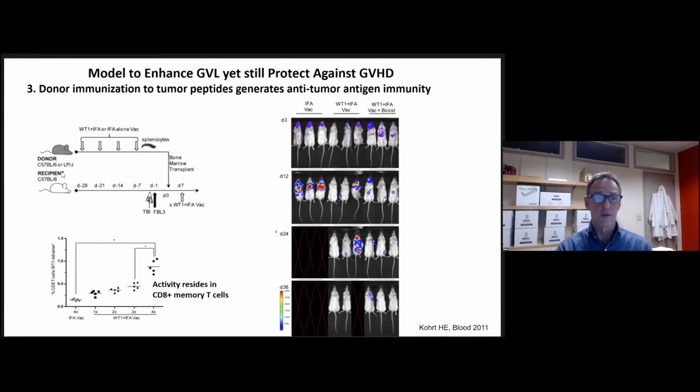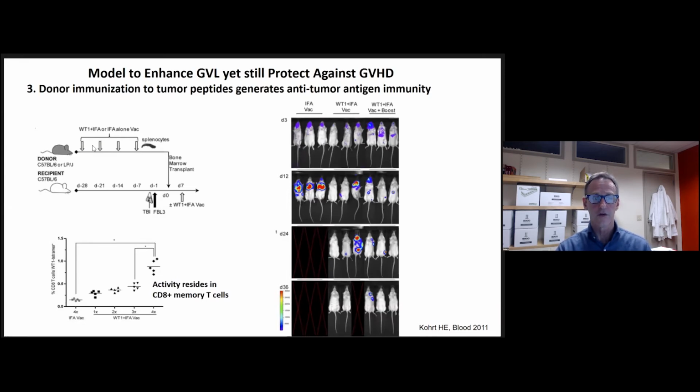Here again is a major minor mismatch. And here the donor receives WT1 peptide injections weekly ×4, then undergoes a bone marrow harvest and splenocytes being added. The recipient gets TBI. FBL3 is a leukemia cell line infused after the TBI. And then there's also post-transplant host recipient tumor peptide immunization. And we did all these combinations. And in the bottom part of the slide, you see that the WT1 tetramers reside in the CD8 memory T cells uniquely.